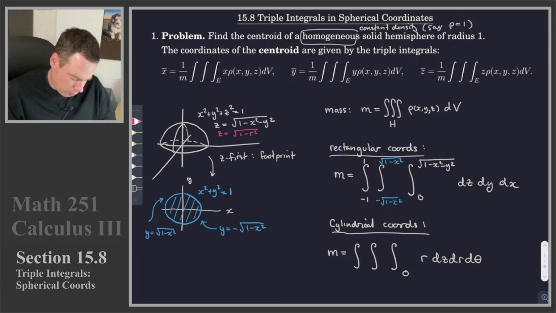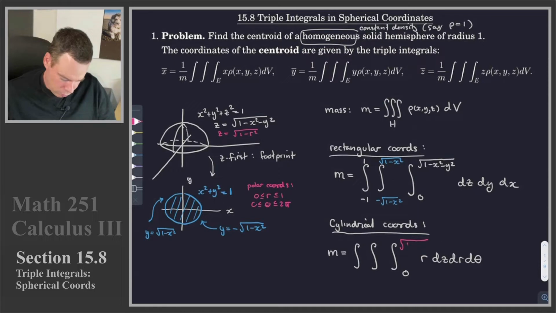And how about our region in the plane? Well, in the plane, this would be the polar coordinates part of it. And so that would be described by r goes from 0 out to 1, and theta goes from 0 to 2 pi. So z goes from 0 up to the square root of 1 minus r squared, r goes from 0 to 1, theta goes from 0 to 2 pi, and so there's our integral set up in cylindrical coordinates.